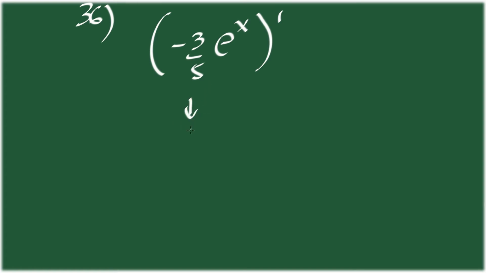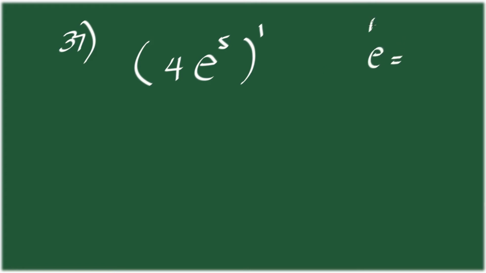How about you have negative 3/5 e to the x prime. What is the derivative of negative 3/5 e to the x? Constant, bring down negative 3/5. The derivative of e to the x is itself, and that's it.